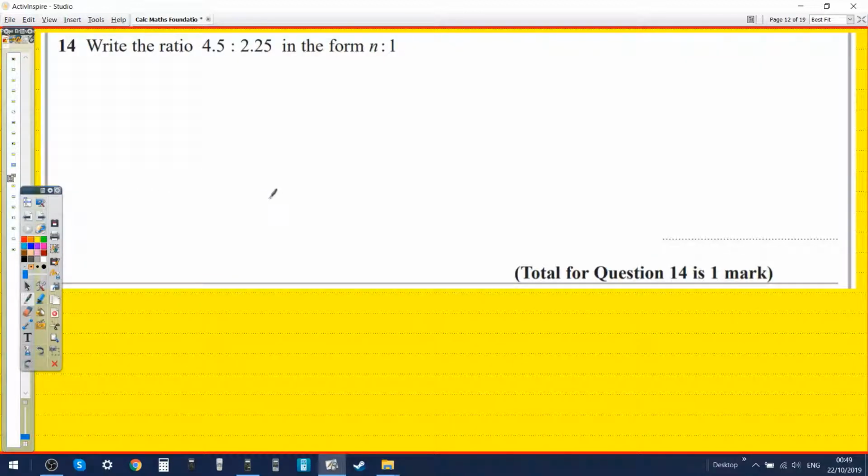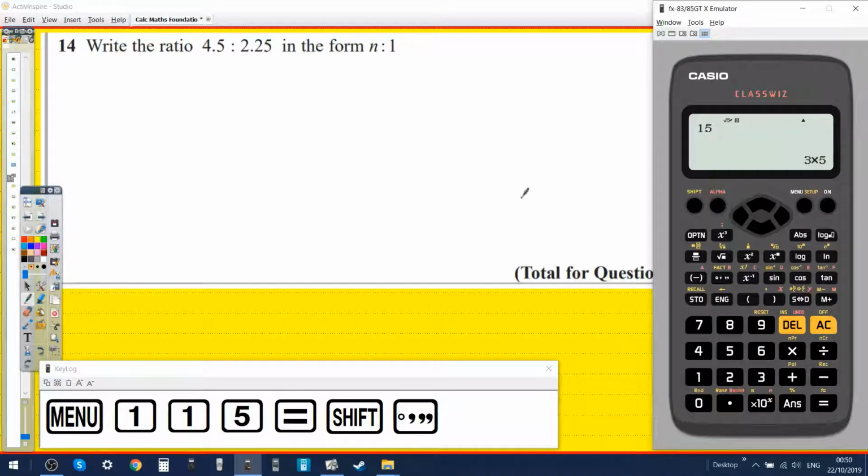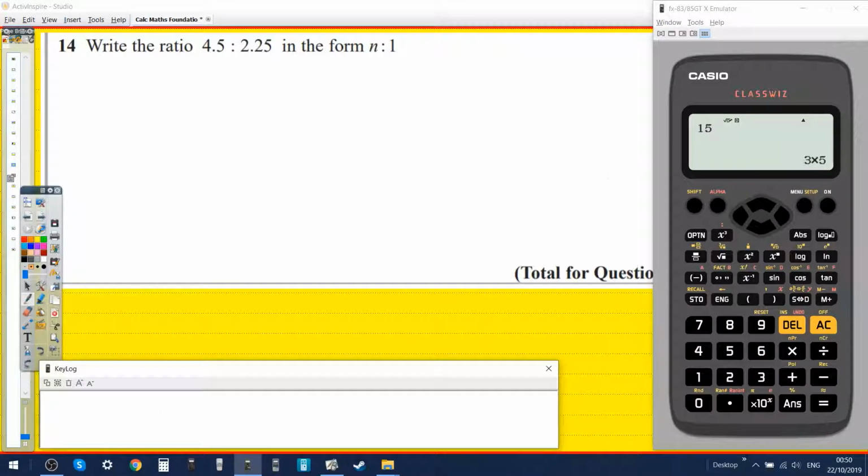Silly thing. Write the ratio 4.5 is to 2.25 in the form n is to 1. I don't even know what that means. Calculator day, menu, number 4, for ratio. Which one do we want? The unknown is the third one. 1, 2, 3, 4. So we want the one with the x in the third one, the unknown.